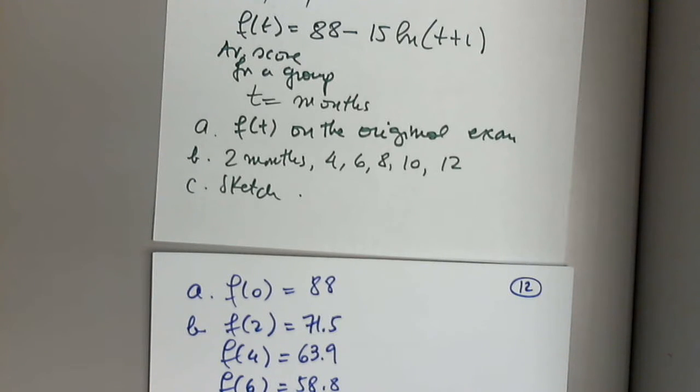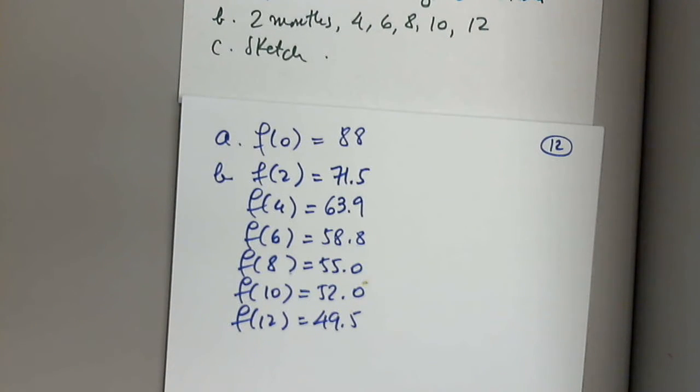What do you notice? As a group, today, we get a score of 88. A month later, our score is 71.5. And then 63.9, and so on, till almost 50%. A year later. Yes. It's going down. Good. So now we can graph this function.